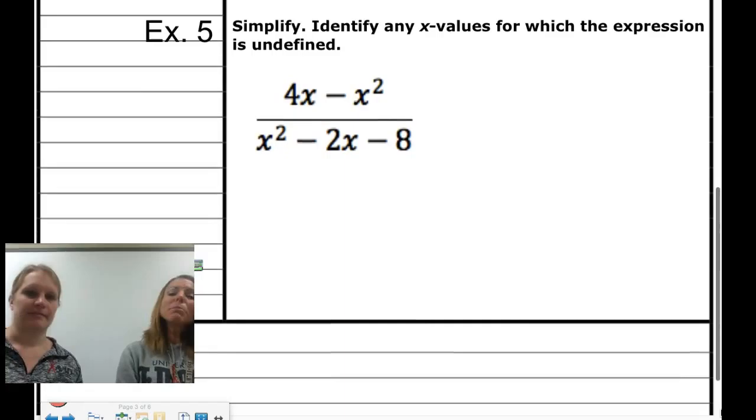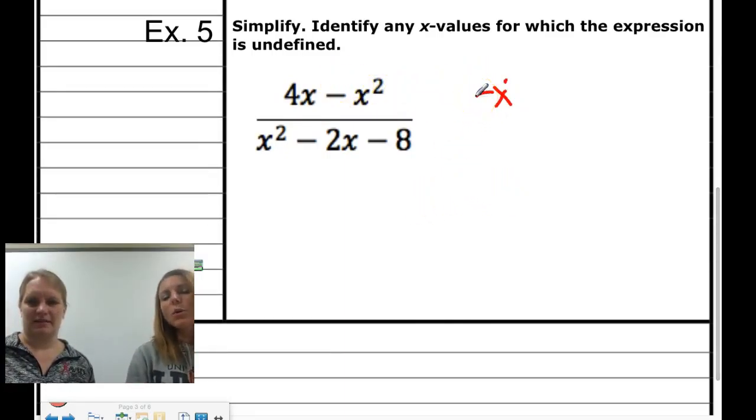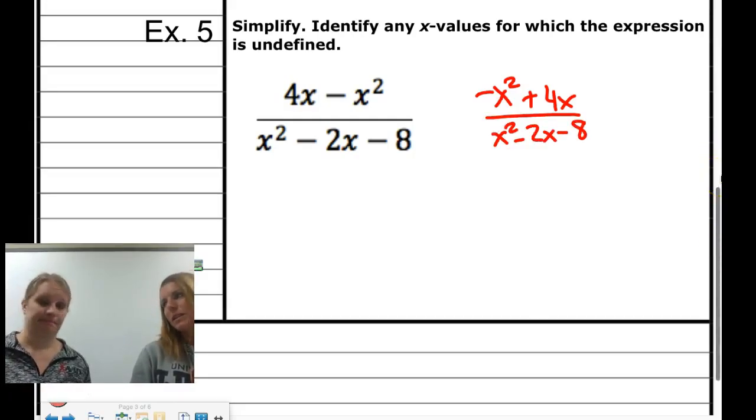Now, number 1. I changed the order so I want the x's always first, in standard form. And then, yep, we'll rewrite that: x squared minus 2x minus 8 on the bottom. Okay, notice the top. It's a binomial, it's not a trinomial.